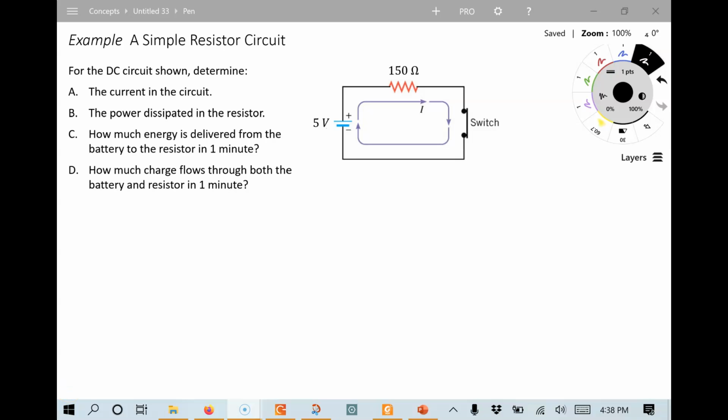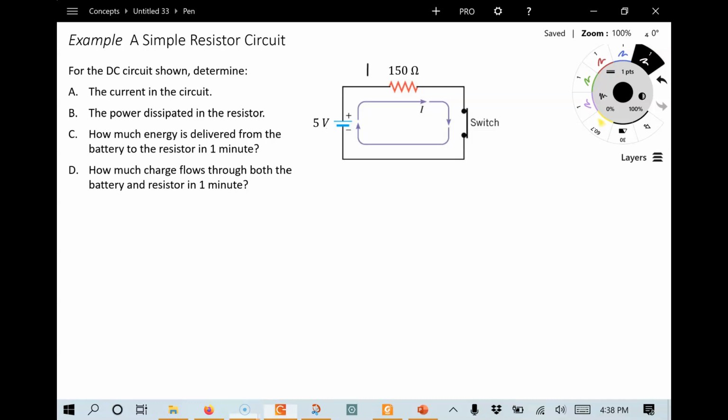Hi, this is an example problem from Chapter 20. Pause for a moment and read the question. So in this problem we have a simple circuit where we have a resistor, 150 ohms, connected to a 5-volt battery. What that 5-volt means, this is the diagrammatic symbol for a battery. This is the symbol for a resistor.